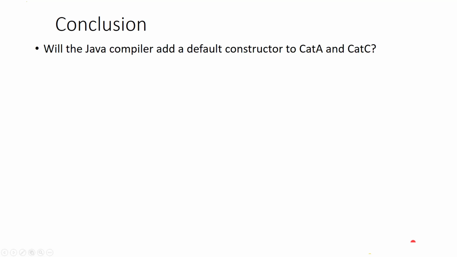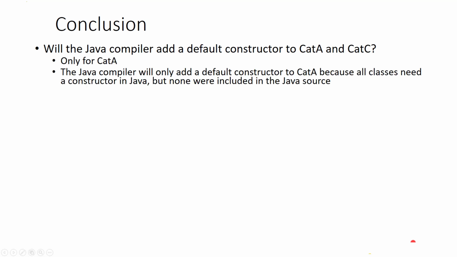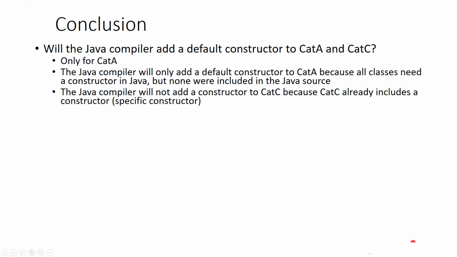A great way to summarize the discussion is to see if you can answer the following questions. First, will the Java compiler add a default constructor to cat A and cat C? The answer is only for cat A. Why? Because it'll only add a default constructor to cat A because all classes need a constructor in Java, but none were included in the source. And the Java compiler will not add a constructor to cat C because cat C already includes a constructor, that specific constructor.